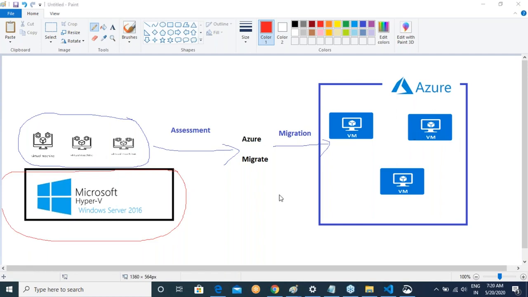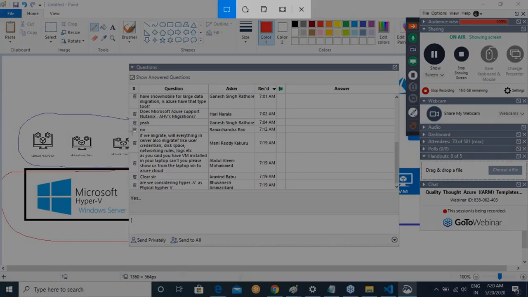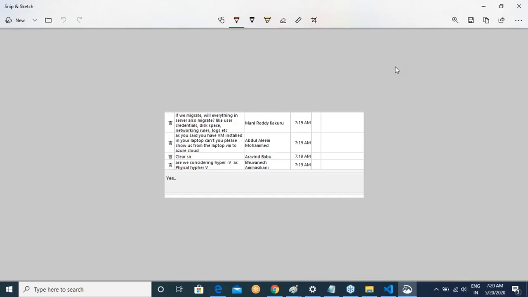Are we considering Hyper-V as physical? We are considering Hyper-V as an on-premise Hyper-V server. Bhuvnesh, the answer to your question is that we are considering this Hyper-V server as the Hyper-V in your office.